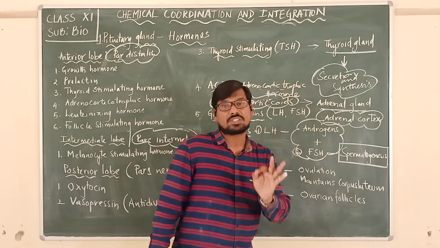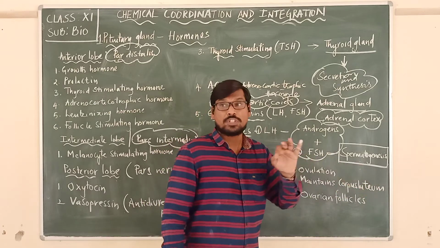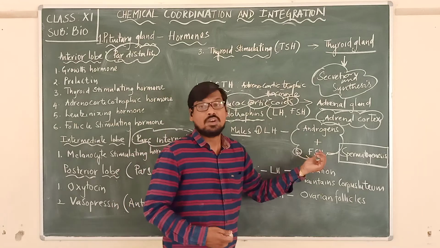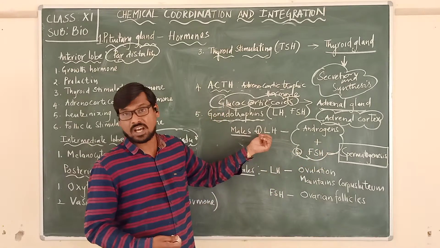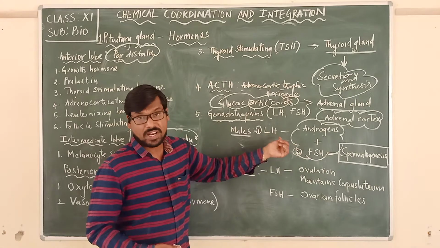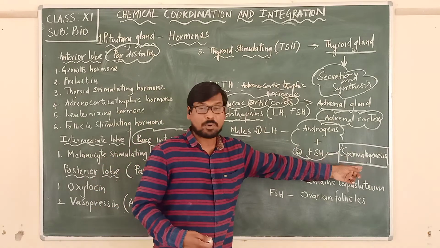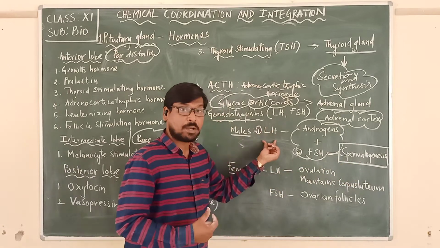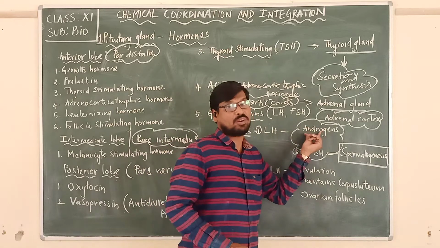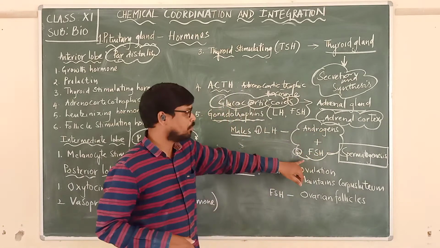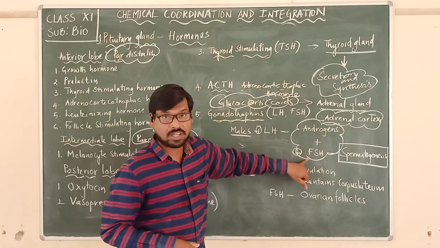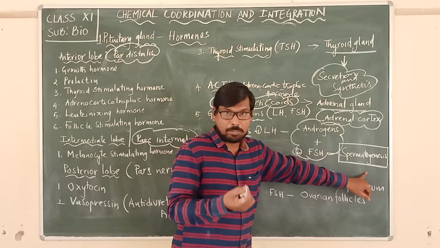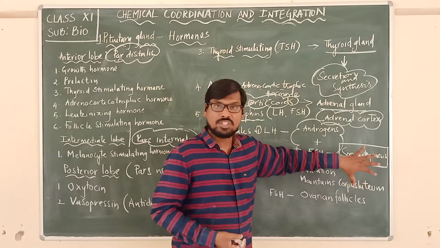For the formation of the sperms, there are very important hormones: follicle stimulating hormone and luteinizing hormone. These two hormones help in the process of spermatogenesis. How is the luteinizing hormone helping? Luteinizing hormone stimulates the testes to produce the androgens. Androgens plus the other hormone from the anterior lobe of the pituitary gland, follicle stimulating hormone, together help in the formation of sperms, which we call spermatogenesis.